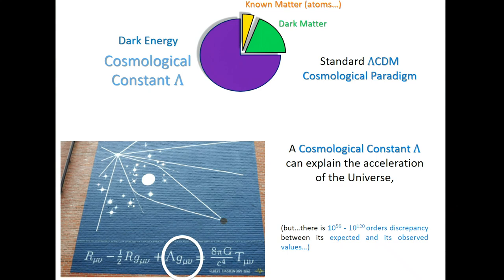So there is between 10 to the 56 and 10 to the 120 orders of magnitude discrepancy between the naively anticipated order of magnitude of the cosmological constant we would have expected and the observed value for this constant. And that's one of the biggest discrepancies, was the biggest discrepancy, of physics that we know of. So if we like the cosmological constant to be the source for dark energy, then we'll need to understand this order of magnitude discrepancy between observations and theoretical anticipations, let's say.